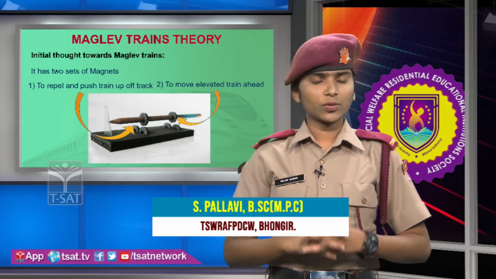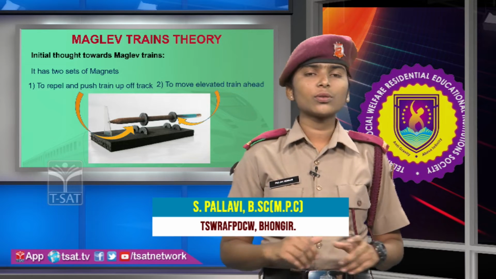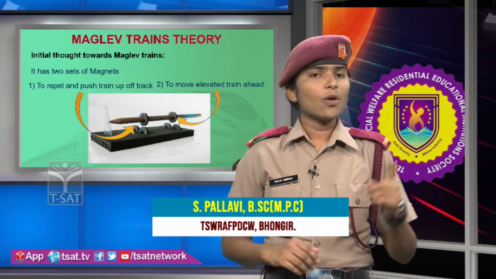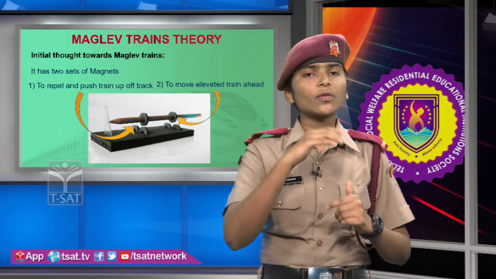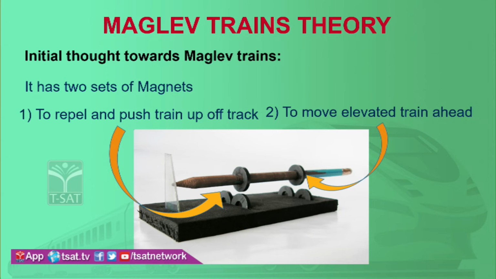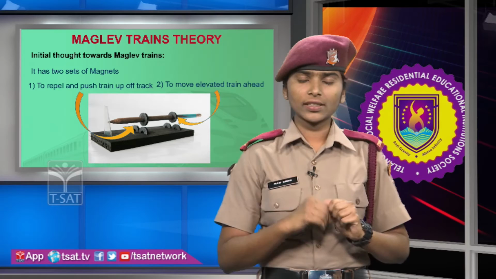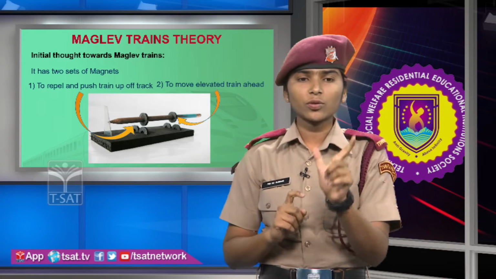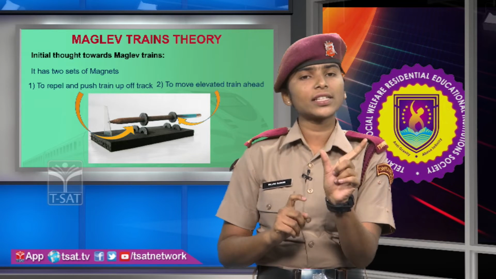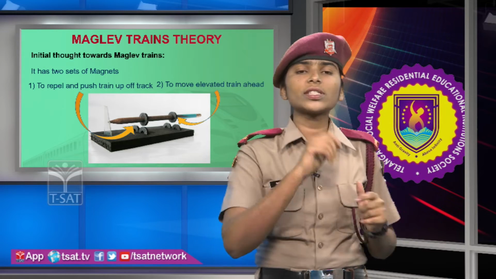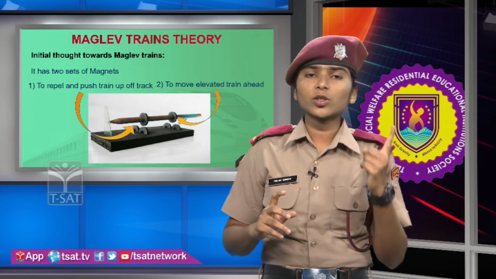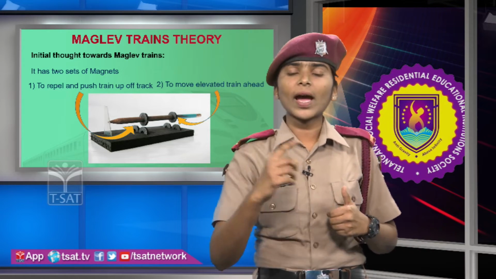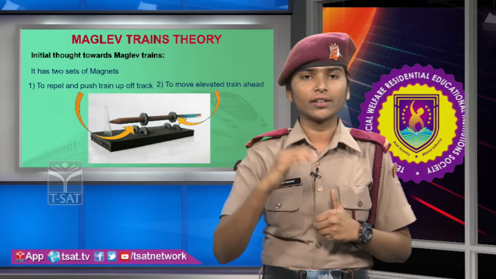Initial thought towards maglev trains. Maglev trains use two sets of magnets. One set of magnets is used to push off the train and another set of magnets is used to elevate the train. Here the image clearly shows there are two sets of magnets. This is a model of maglev train function where the pencil indicates the maglev train which is floating about 10 centimeters above the track, and there are two sets of magnets. One is to push off the train and another set of magnets is used to elevate the train ahead.